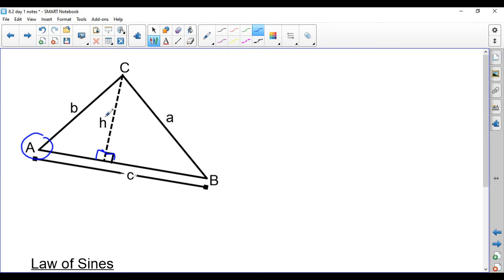So if we look at this small right triangle, we have the opposite side and the hypotenuse. We could say the sine of angle A is the length of the opposite side divided by the hypotenuse of that small right triangle. Then I could look at this right triangle on the right side. Here, I have H and I have A, and I can look at it from the perspective of angle B. Angle B, H is opposite and A is the hypotenuse. So the sine of angle B is H over A.